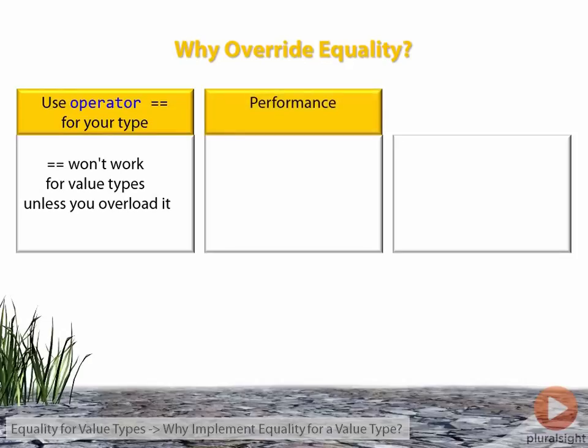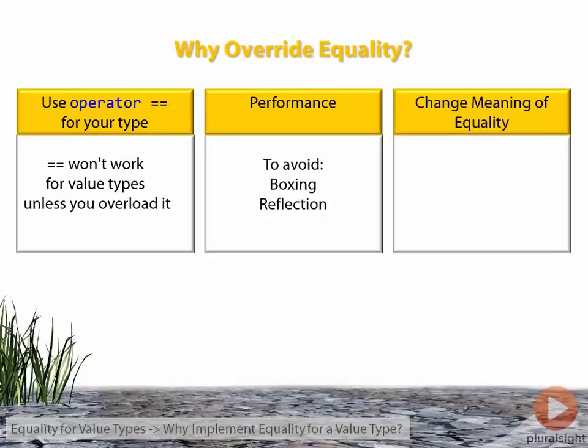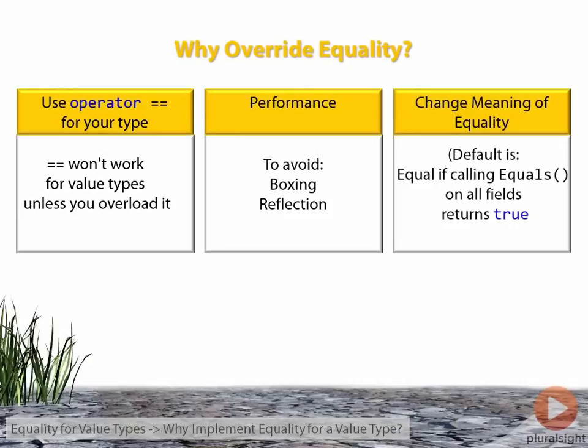As you've seen, the default equality comparison provided by System.ValueType involves both reflection and boxing, and so has very poor performance. And the final reason is that in some cases you may want equality to give different results, to have a different meaning from the value type default. This is probably a less common situation, because the default behaviour is that value types are considered equal if all their fields are considered equal, and that's a pretty good meaning for equality.